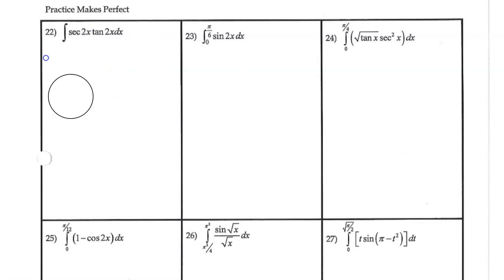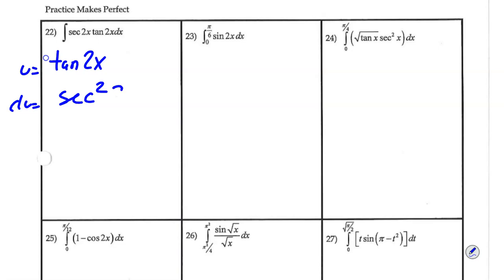So let's go to the second part. Again, please don't write this down because this is also wrong. Let's make u the tangent of 2x. Well, what's the derivative of tangent of x? The derivative of tangent of x is secant squared. So my derivative of this, if this is u, is secant squared 2x, again times 2 dx.